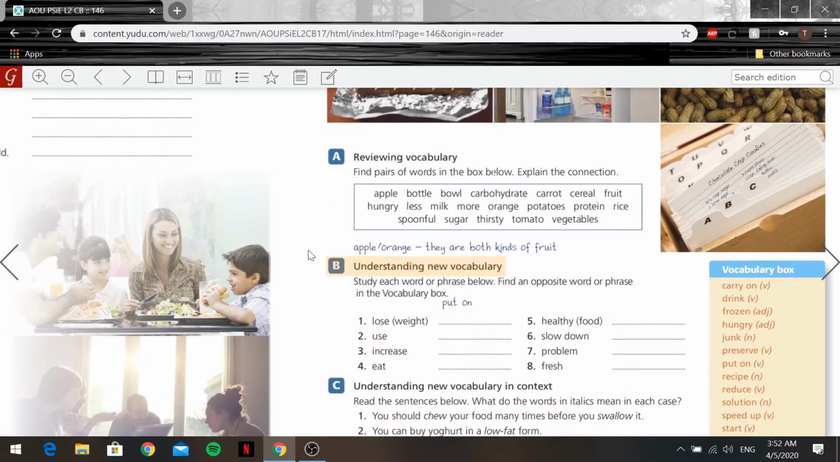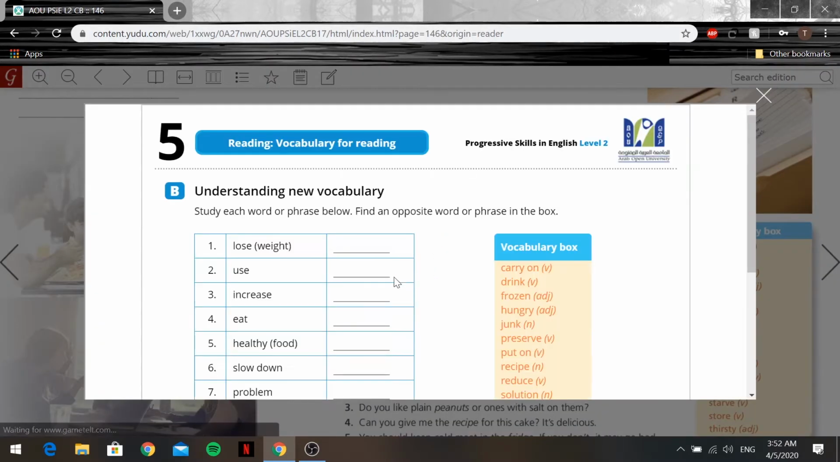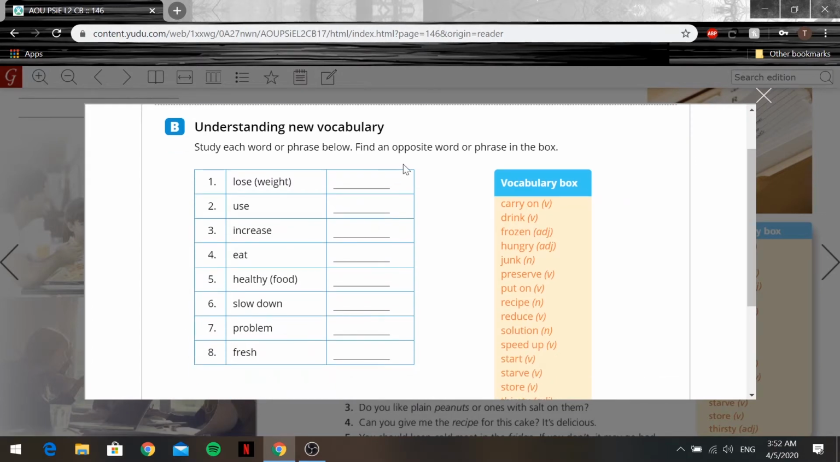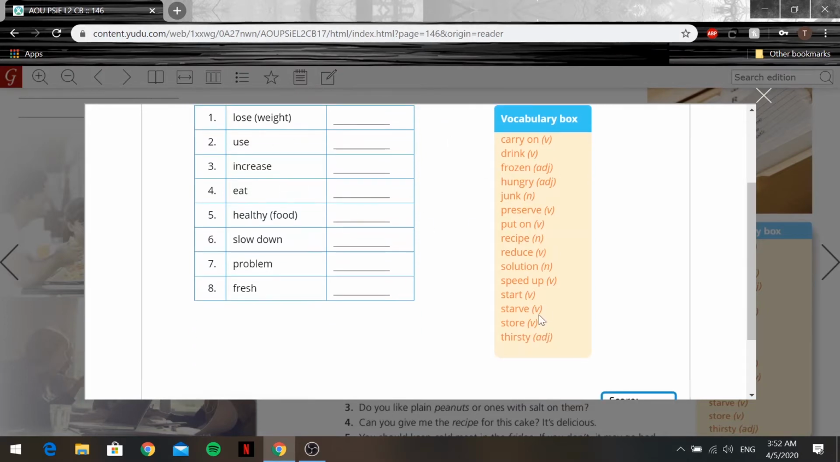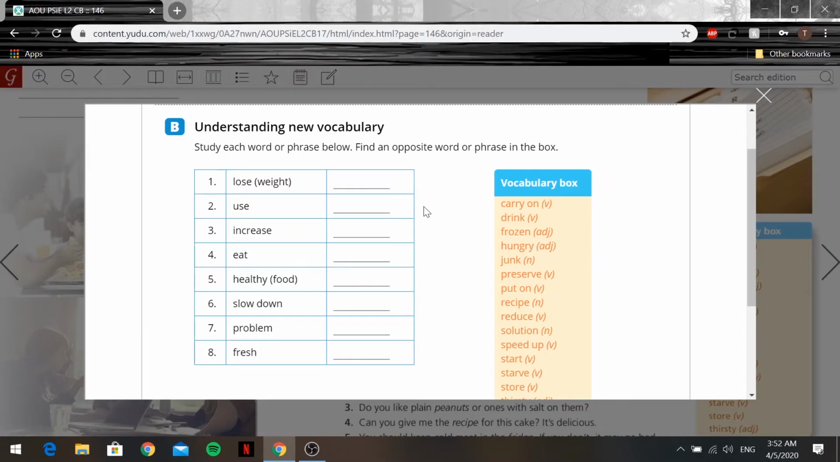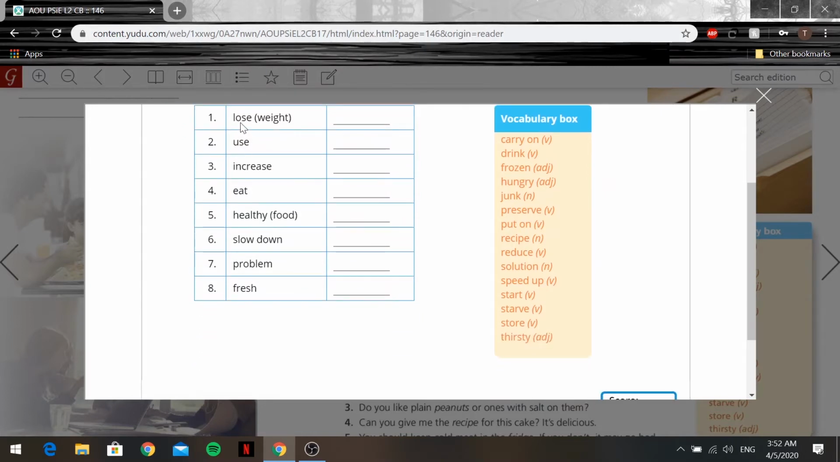Now let's go to exercise B, understanding new vocabulary. Study each word or phrase below and find an opposite word or phrase in the box. Alright, so I'm gonna read all of them and then we'll see. We'll find the opposites. Here we have one, lose, as in lose weight, two, use, increase, eat, healthy food, as in healthy food, slow down, problem, fresh, carry on, drink, frozen, hungry, junk, preserve, put on, recipe, reduce, solution, speed up, start, starve, store, and thirsty.